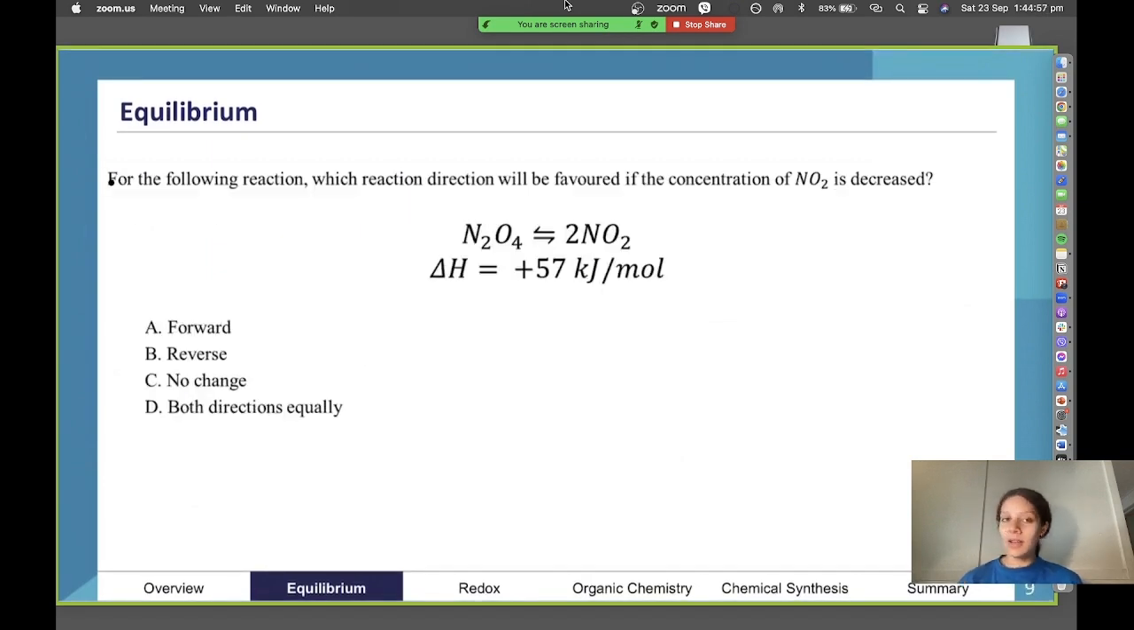For the following reaction, which reaction direction will be favored if the concentration of NO2 is decreased? Same equation, I'm pretty sure, different change to the system. Again, I'll give you a little bit of time, have a go at it, and then we'll go through the answer together.